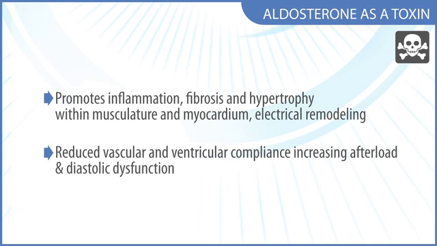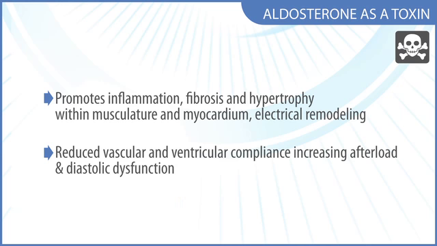This chronic activation then produces inflammation, fibrosis, and hypertrophy within the vasculature and myocardium. It produces electrical remodeling, which predisposes to arrhythmia. Radical oxygen species, it's very complex. It's not entirely understood, obviously, but this causes reduced vascular and ventricular compliance. This increases afterload and produces diastolic dysfunction.